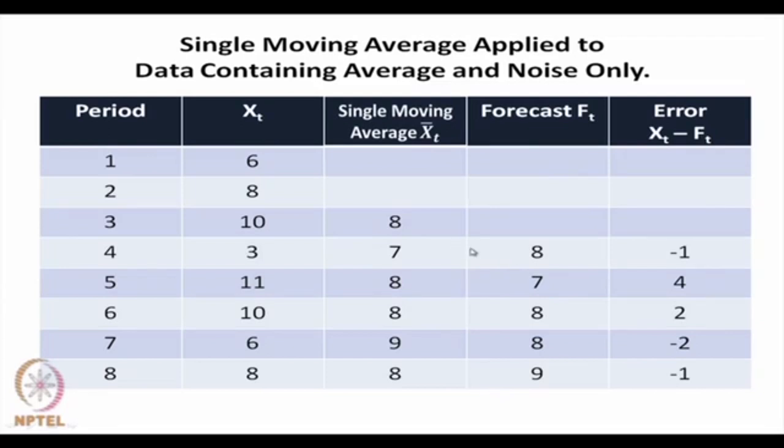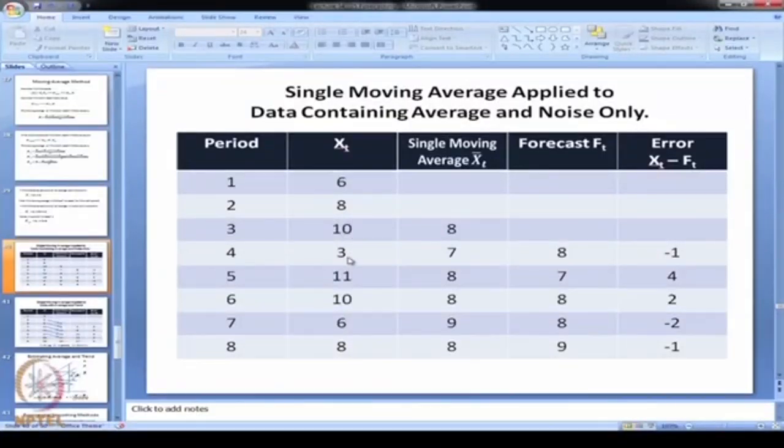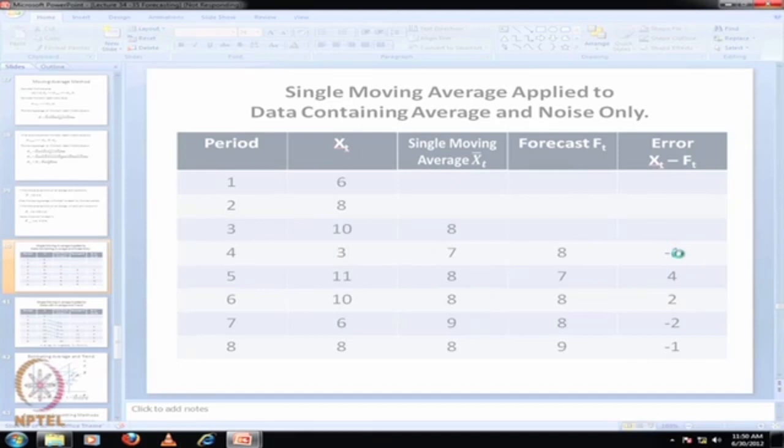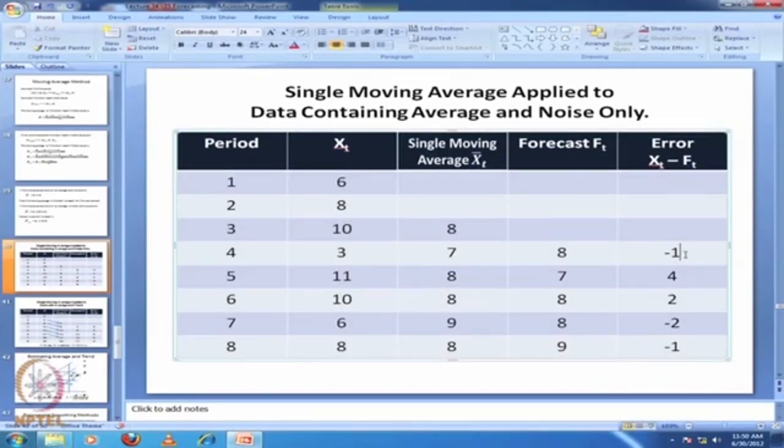Now, here we find that there is a forecast error. This forecast error is x t minus f t. In this case, x t is 3 and the forecast is 8. Therefore, the value is 3 minus 8, which is minus 5. The next forecast is 11 minus 7, the error is 4, 10 minus 8, the error is 2, 6 minus 8, the error is minus 2, and like that.